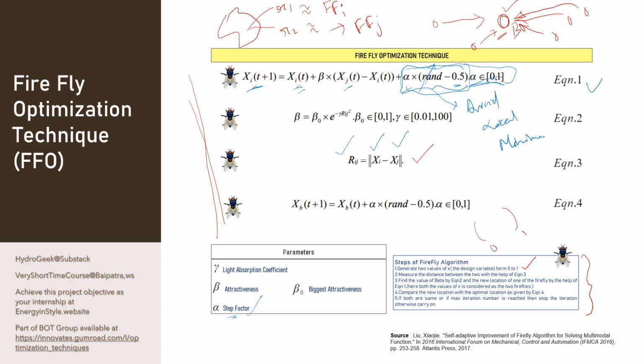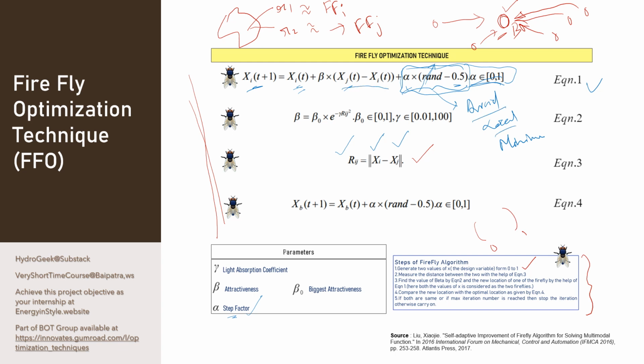So generally this alpha is also 0 to 1, any fraction, and this random function is also 0 to 1, any fraction. So this can be 0 point something, alpha can be 0.15, this rand value can be 0.25. So randomly you can select, and alpha also you can randomly select within 0 to 1. Okay, so this part is also known to be added to avoid local minima.